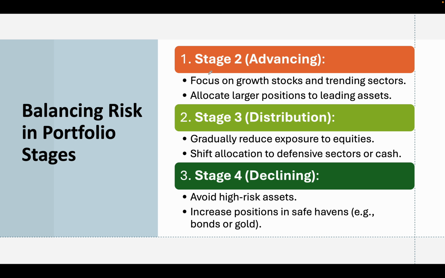So in stage 2, you should focus on growth stocks and trending sectors, and allocate larger positions to leading assets. So assets which are leading, you should assign more money to the stage 2 stocks. In stage 3, you should gradually reduce your exposure to the equity and go to the defensive sectors, or go towards the cash. Just liquidate and keep cash with you. In the declining stage, you should obviously avoid high risk assets and increase your positions like in gold or bond.